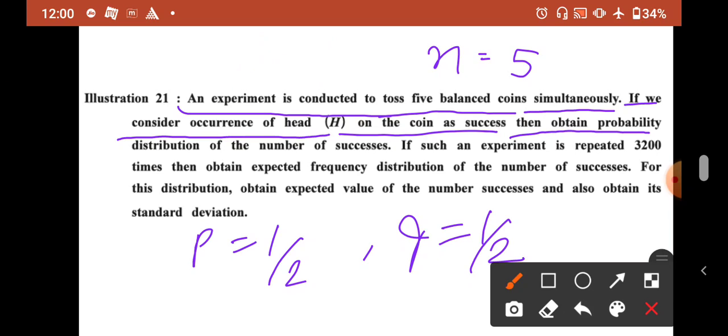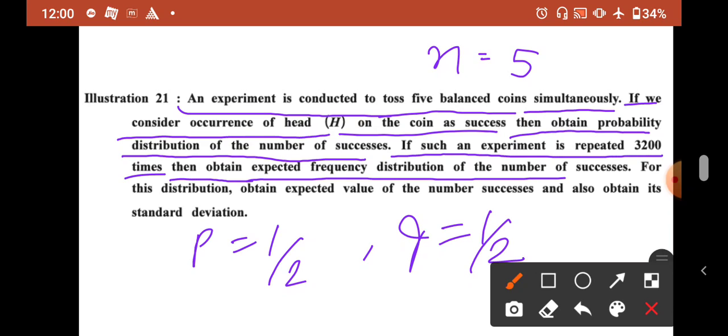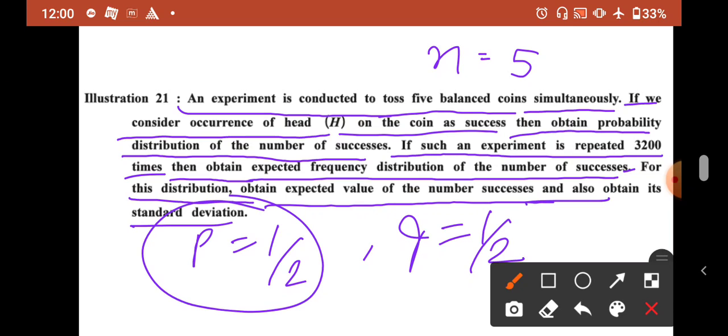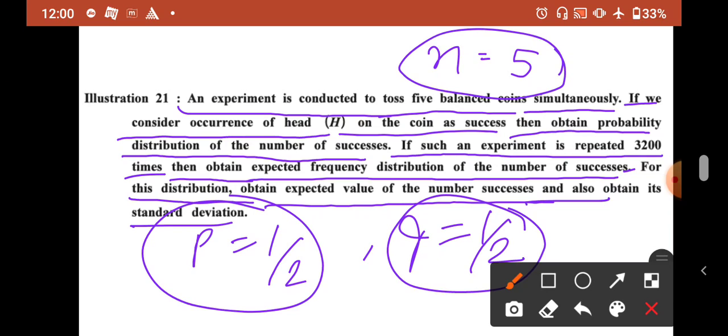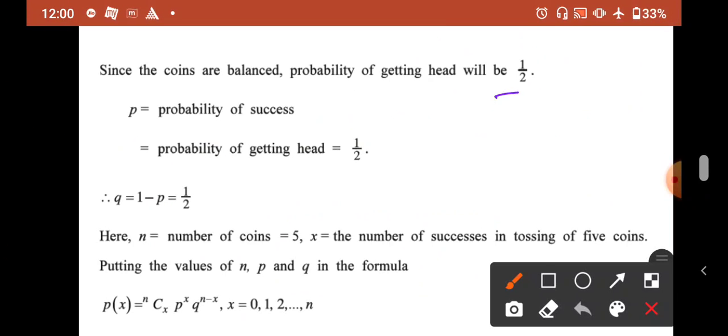Now obtain the probability distribution of number of successes. If such an experiment is repeated 3200 times, then obtain the expected frequency distribution of number of successes for this distribution, and obtain the expected value of number of successes and also the standard deviation. So we have p, we have q, we have n. Can we find the probability distribution? Yes, we can. p is 1 by 2 and q is also 1 by 2.